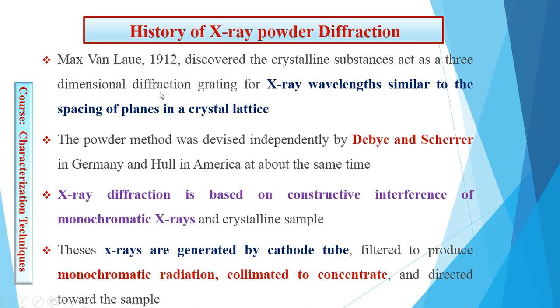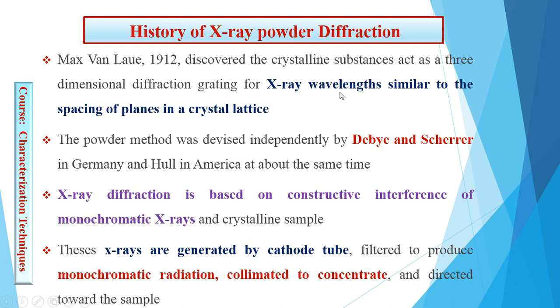So here is some history of X-ray powder diffraction. Max von Laue in 1912 discovered that crystalline substances act as three-dimensional diffraction gratings for X-ray wavelengths similar to the spacing of the planes in a crystal lattice.